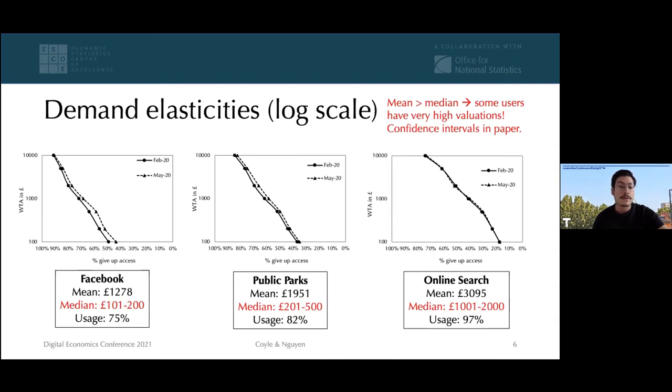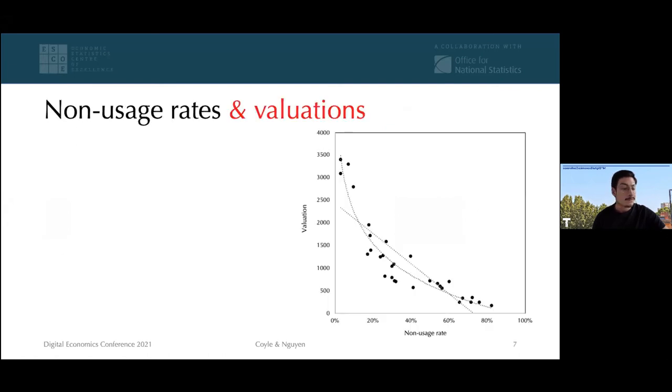Now we can use these to plot demand curves. We can say, if offered a certain amount of money, what's the share of the population that would be willing to give up access? If we plot those for all the willingness to accept thresholds that we have, then we get these demand curves. We can do the same in May, and we're going to do the same now in February 21, to see how the demand curves shift or tilt, and whether the demand for some goods is becoming more or less elastic over time. And I think there are some interesting insights already here that I don't have time to go into.